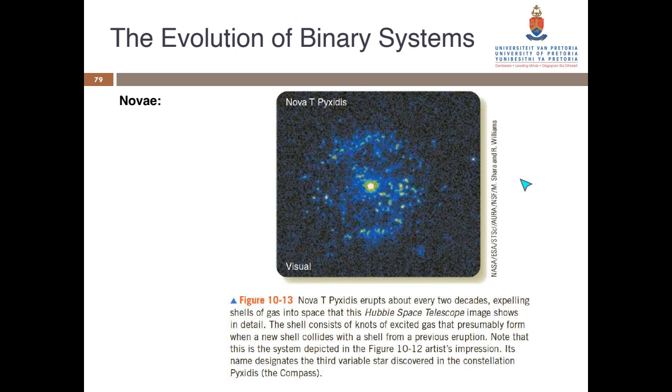In this image is Nova T Pyxidis. It erupts every 2 decades, expelling shells of gas into space that the Hubble Space Telescope image shows in detail. The shell consists of knots of excited gas that presumably form when a new shell collides with a shell from a previous eruption. So note that this system, depicted in figure 10.12, this artist's representation, its name designates the third variable star discovered in the constellation Pyxis, or in other words, the compass.